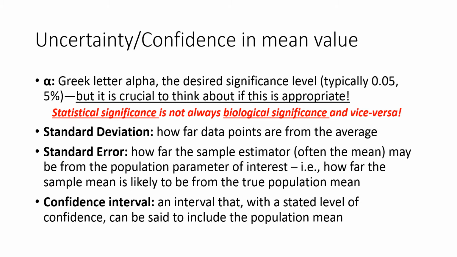And so that's something that's much more easily comparable between different samples. And a confidence interval is this interval where within a stated level of confidence, we can say that it includes the mean. If you have really, really variable data, your confidence intervals are going to be really, really wide. If you have really precise and accurate data, your confidence intervals are going to be really tight. Does that all make sense?